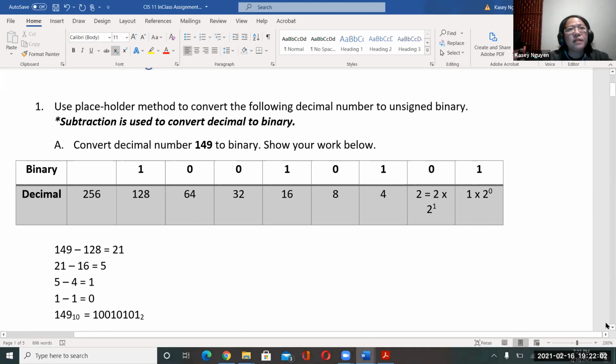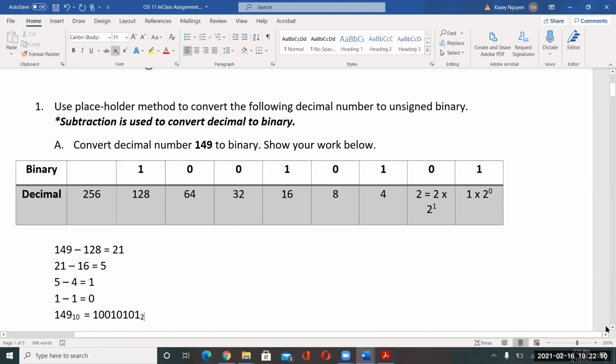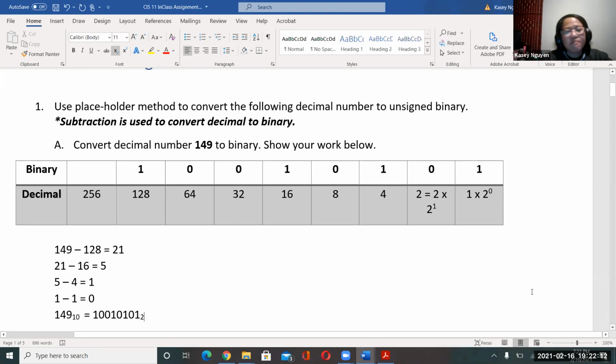Any question with this? Professor, if you put a 0 in front of the 1, would that change the value? No, it does not.